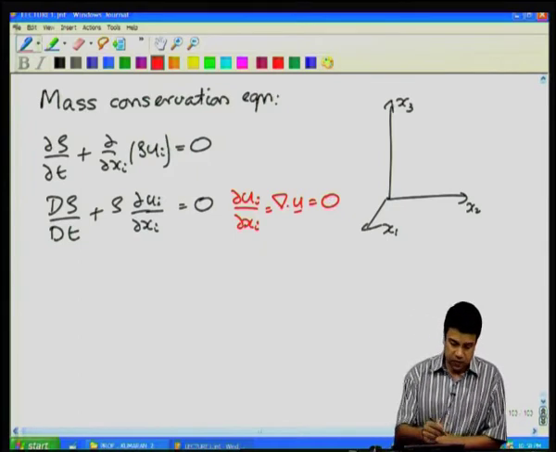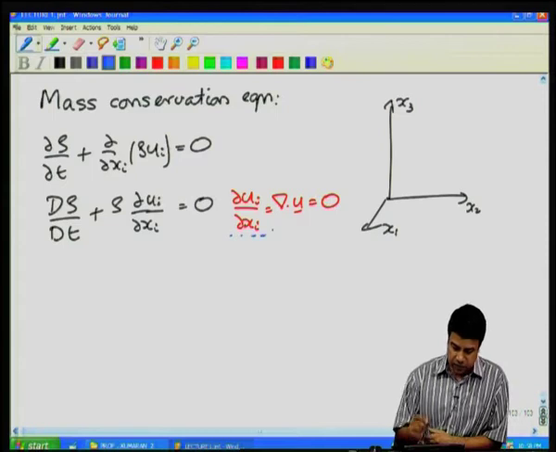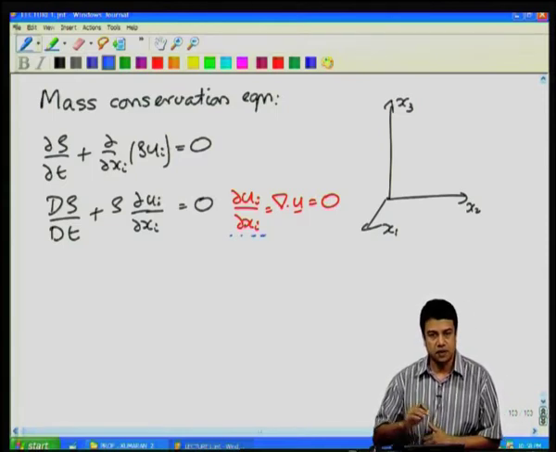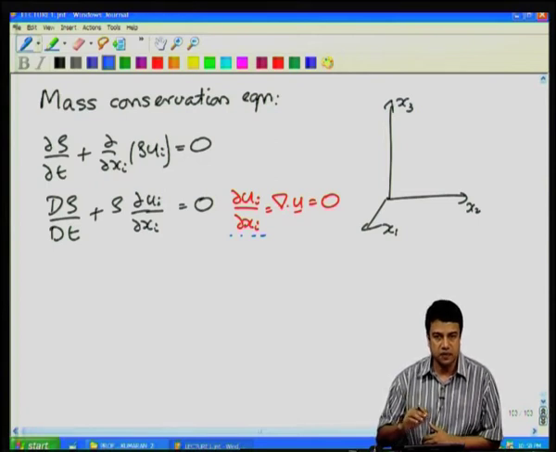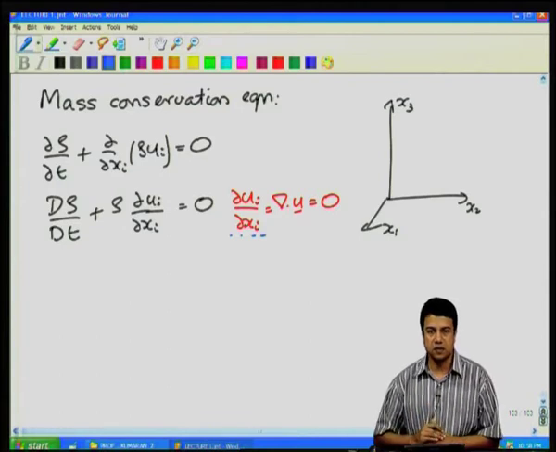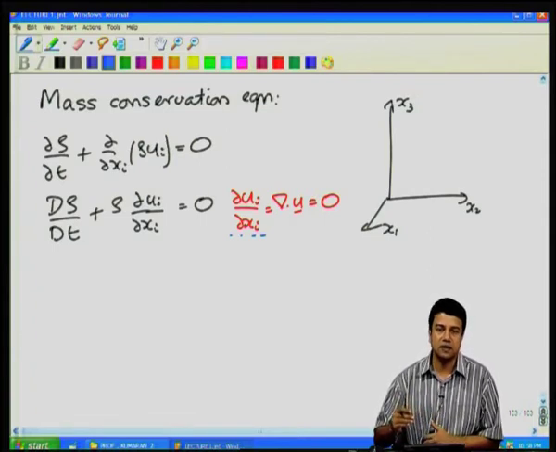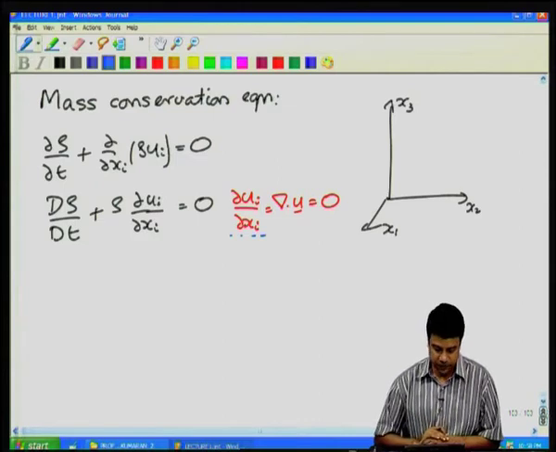Important to keep in mind when I write it in this fashion, this is valid only in a Cartesian coordinate system. The divergence operator has different forms in different coordinate systems, because in the spherical and cylindrical coordinate systems, for example, the unit vectors depend upon position, and so you have to take the derivatives of the unit vectors with position as well.